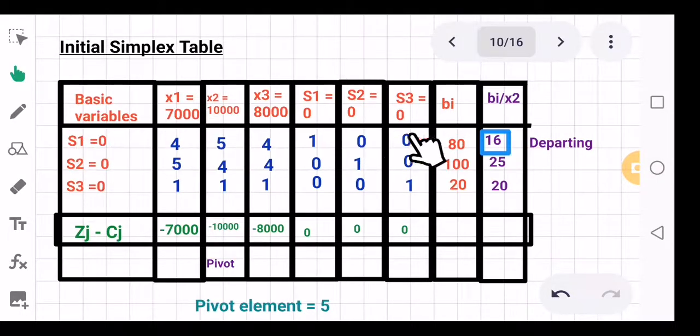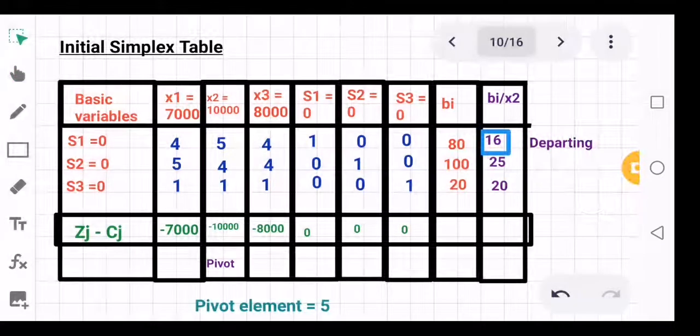So the element present in the departing row and the pivot column would be that intersecting element which is present in both. That particular element will be the pivot element. So the pivot element is 5. You have to keep even this in consideration. This is very important. Pivot element in this particular thing is 5.